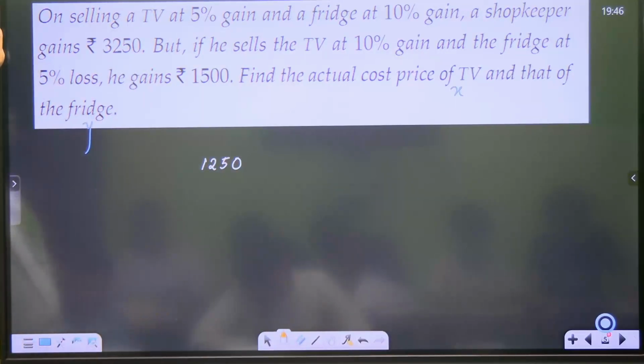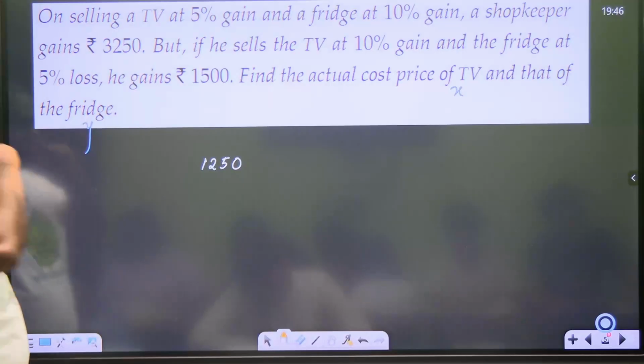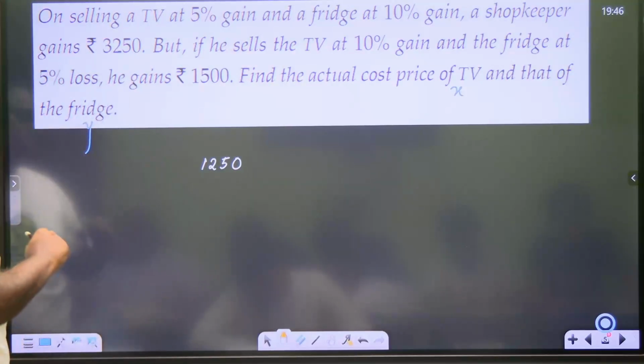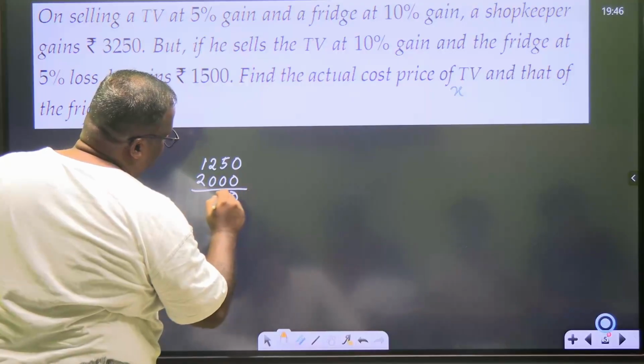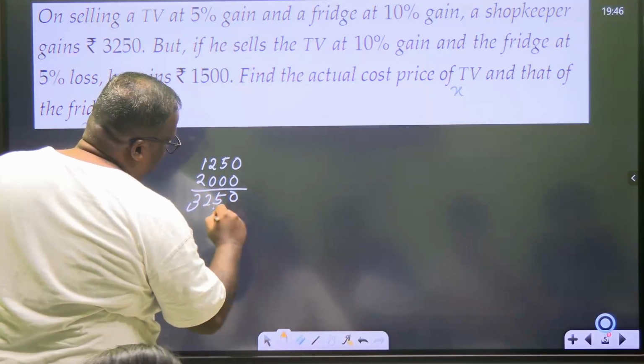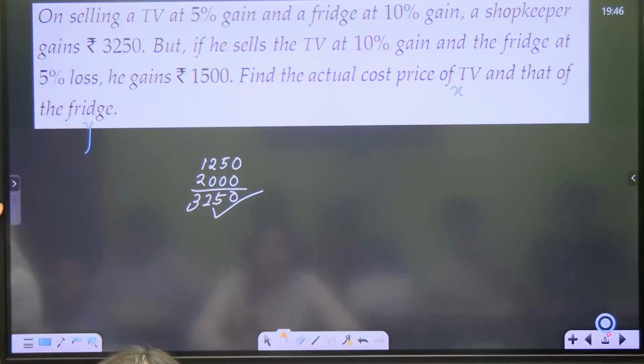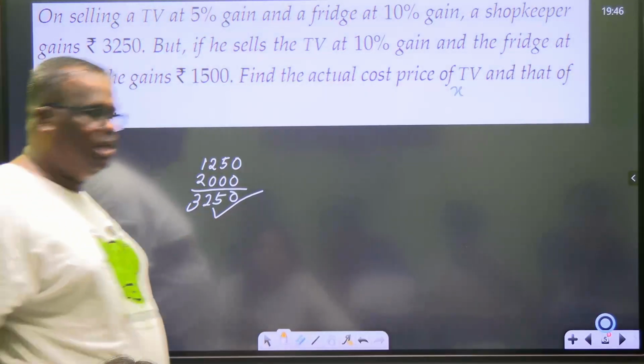And fridge is how much? 20,000 पे 10%, यानी कि 2,000. इन दोनों को ऐड करेंगे तो कितना हो गया? 3250. आप बिल्कुल करेक्ट हैं. दूसरा वाला भी चेक कर लें.